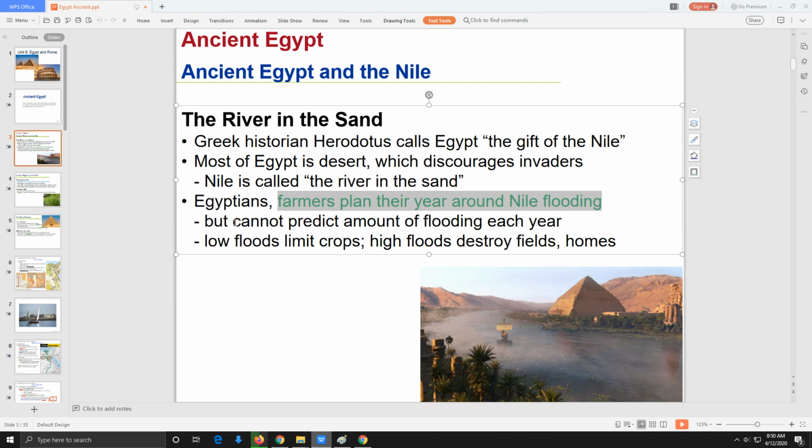Go ahead and make it two and write down: cannot predict the amount of flooding each year. So it's real hard to predict the amount of flooding that happens each year. But as I say, you want to be somewhere in the middle.